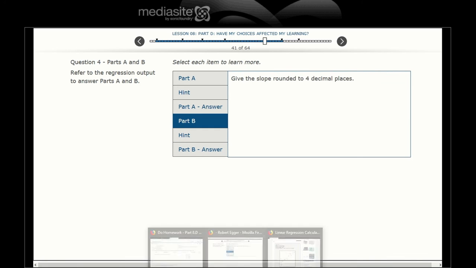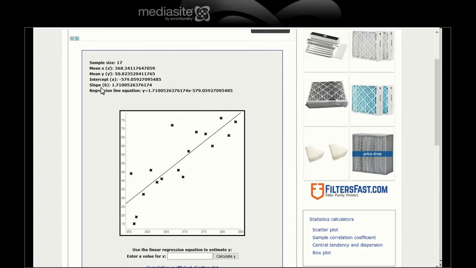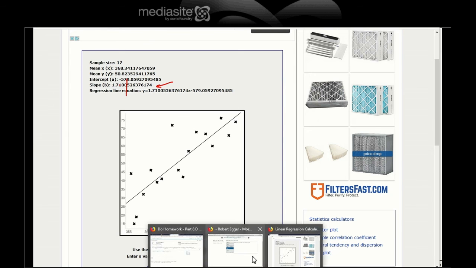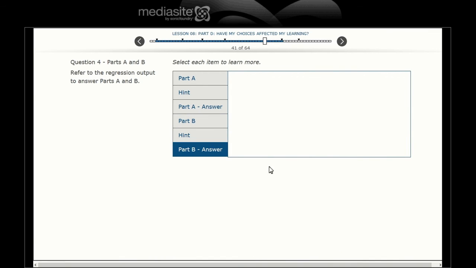Give the slope. Well, here's the slope, on the 4 places: 1, 2, 3. So it looks like it'd be 1.7101. The next digit was a 5, so we would round up.